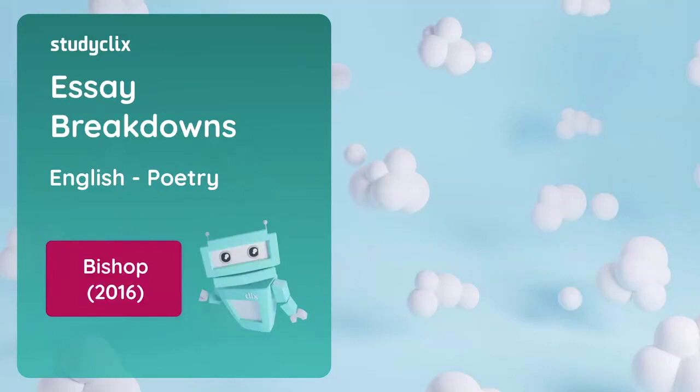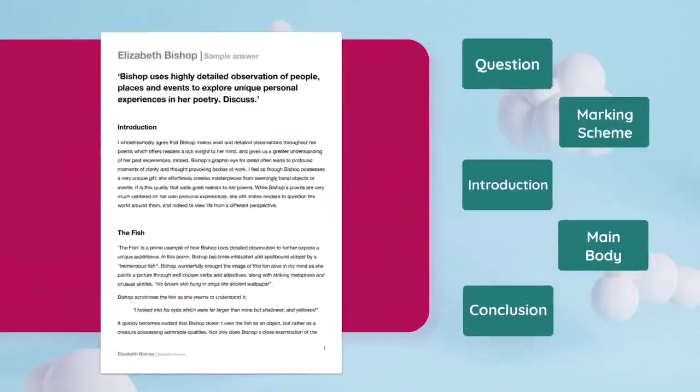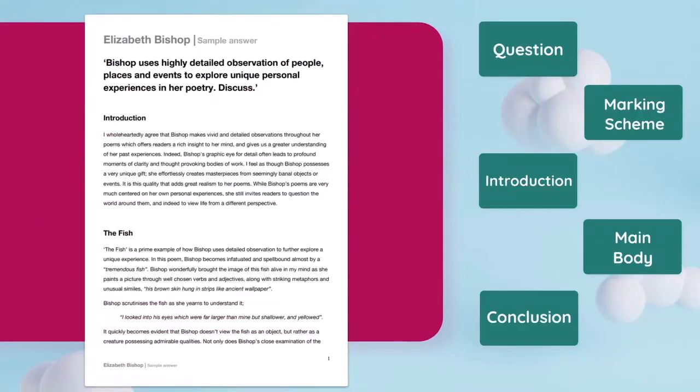I'm an English teacher, and in this video we're going to be doing a breakdown of a sample answer from the poetry section of paper 2, and this one is on Elizabeth Bishop from 2016. Let's jump straight in. Here's our sample answer on the left hand side, and we're going to look at the question, break it down, make sure we know which areas to focus on, look at the marking scheme and be mindful of what the examiner is looking for, and then look at each of the sections of the essay based around introduction, the main body, and then the conclusion.